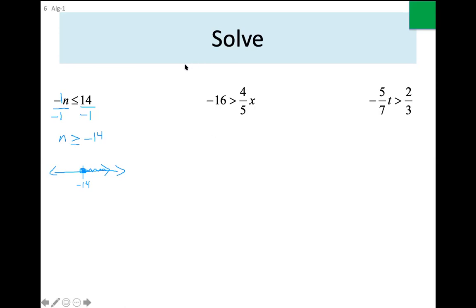All right, second one, 4/5 is attached, so I want to multiply both sides by that number flipped, 5/4 times 5/4. -16 would be over 1. Look, I can cross cancel. 4 goes into 4 once, 4 goes into -16 -4 times.